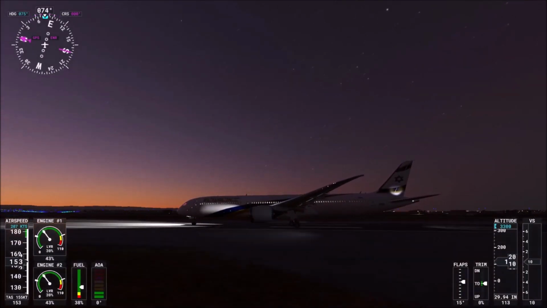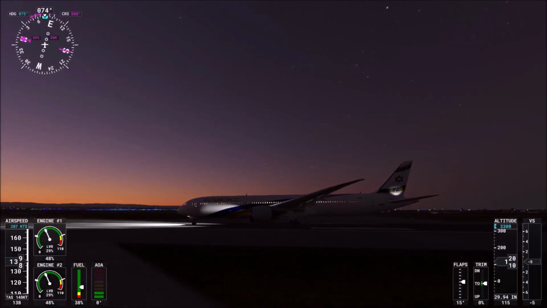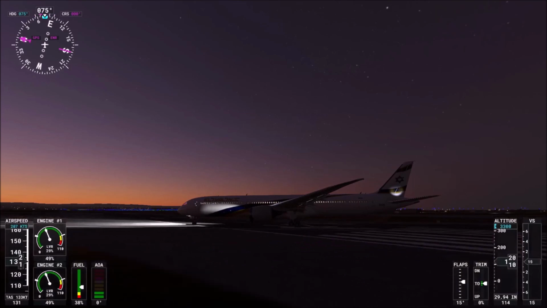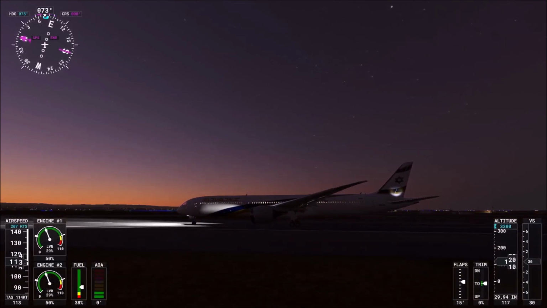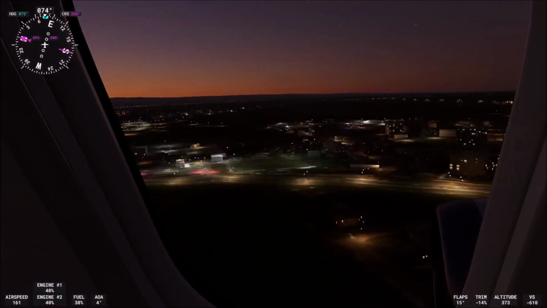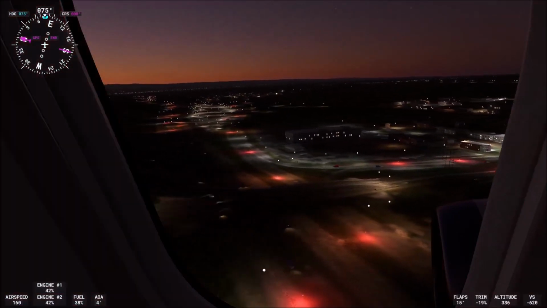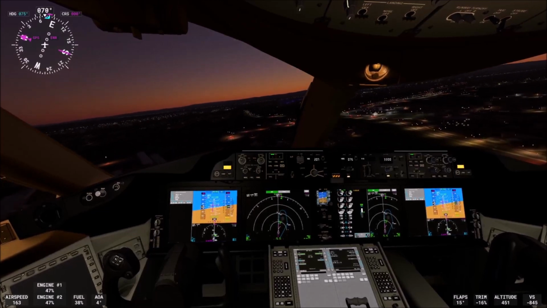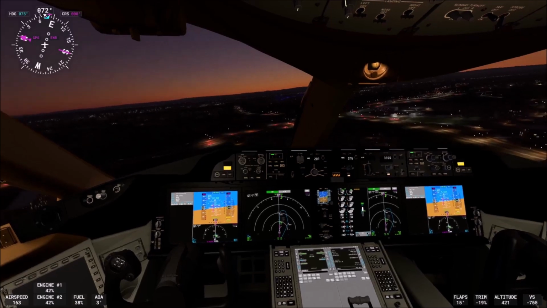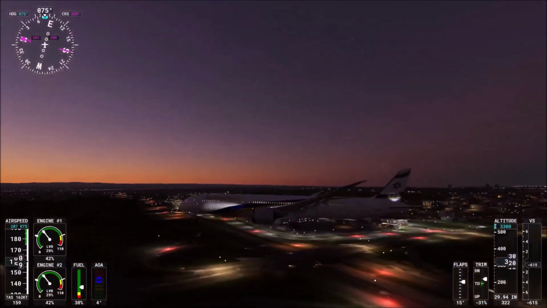Touchdown is below 100, excellent. The speed this time is much better than previous times that we were landing with 190. This must be about 158 something. It's early in the morning, about 6 o'clock. Meanwhile, as you know, time passes by, so during the replay I suppose it will be more light. Let me have a look at the touchdown once again, which is okay.